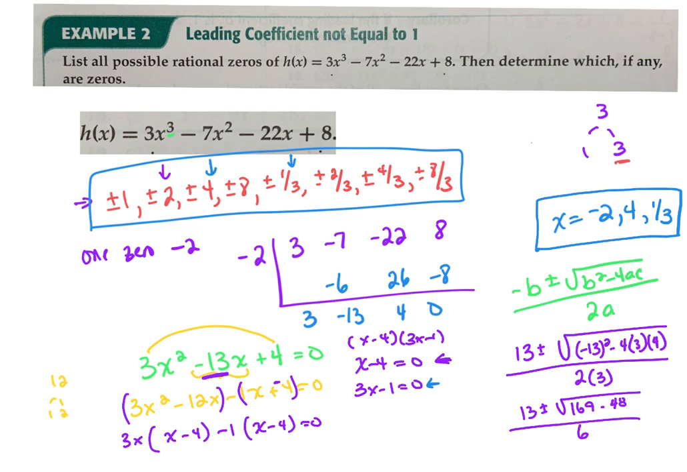169 minus 48 is 121, which is 11. So we're going to say 13 plus 11 over 6, and 13 minus 11 over 6. 13 plus 11 is 24, divided by 6 is, lo and behold, 4. 13 minus 11 is 2 over 6, which reduces to 1/3. So either way, you're going to get the zeros that they gave you and the other two.